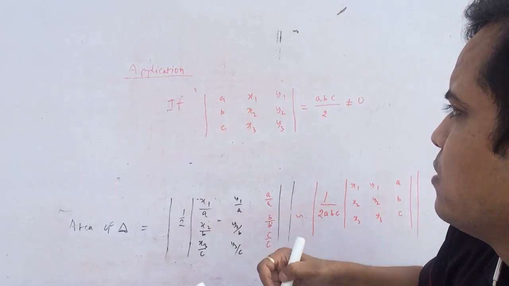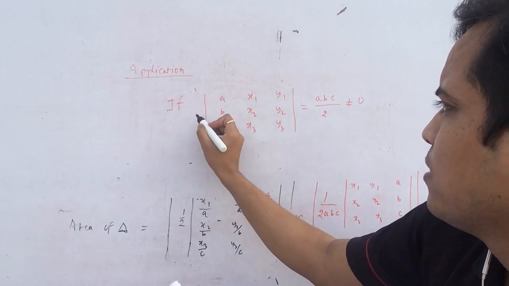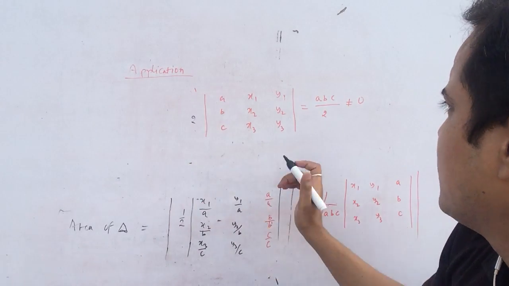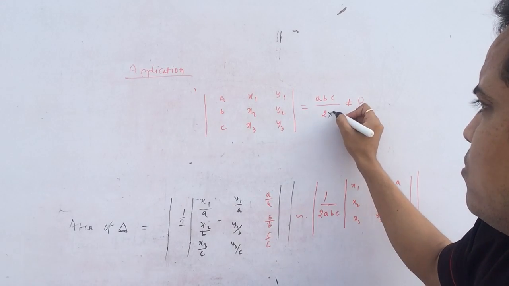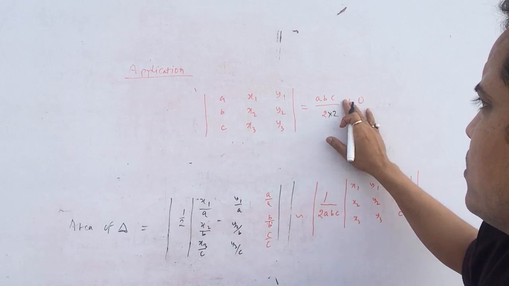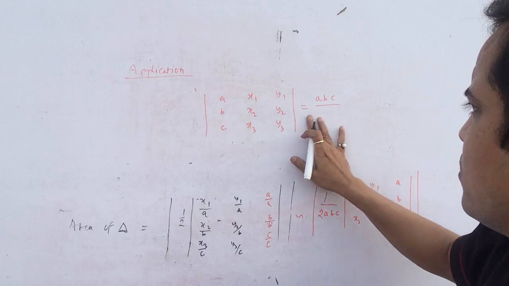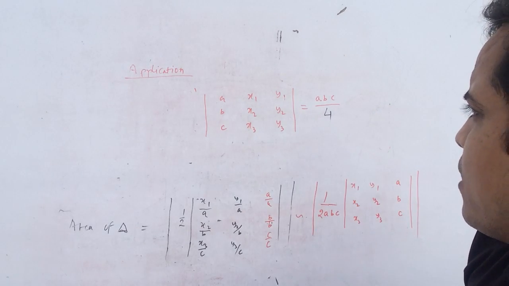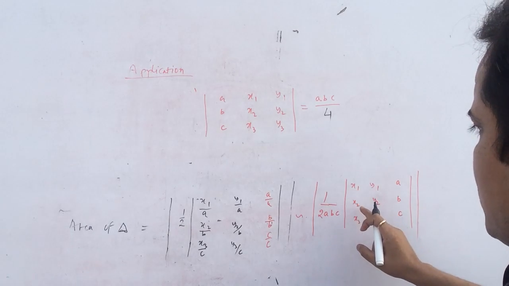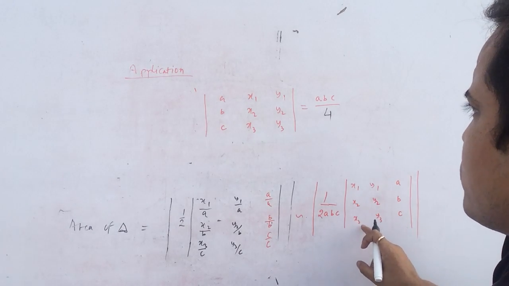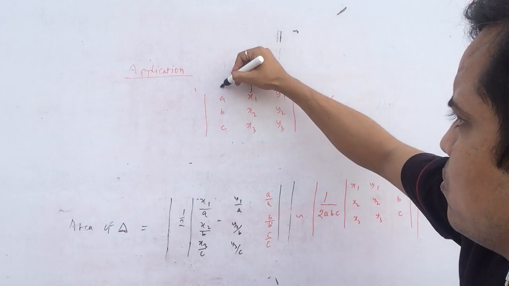So what would you get here? 2 times A, and when you transpose this 2 here, you get 2 into 2, so it would become A B C upon 4. Alright, now you need to find what? x1 x2 x3 at the first column.